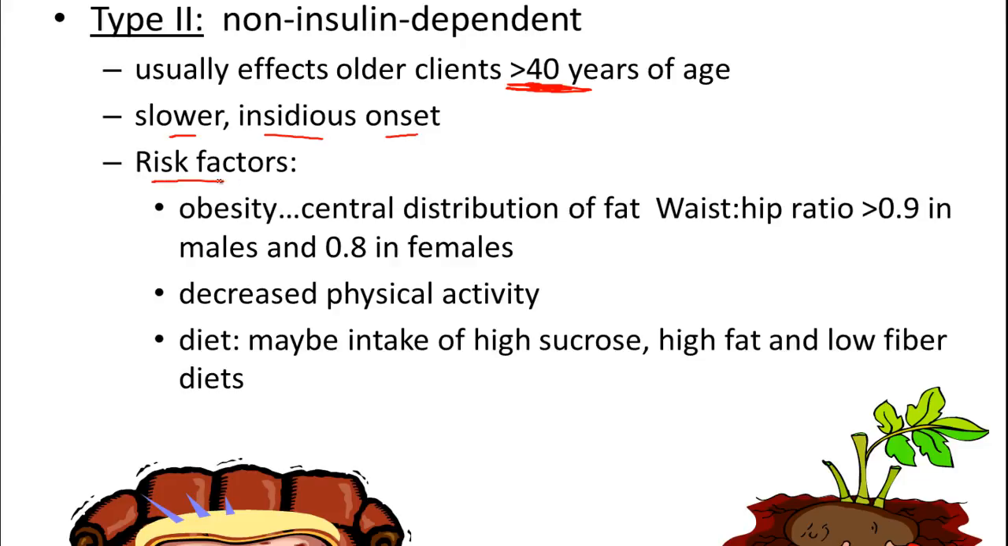And the risk factors are obesity. I've got your little couch potato there. And the central distribution of fat, which can sometimes be genetic or ethnic, as in the Pima Indians. So the central distribution of fat usually causes the increase in the waist-hip ratio, which leads to the diagnosis of diabetes. And then it's typically related with decreased physical activity and the diet. It may be a high sucrose, high fat, low fiber diet, which is typical of our Western diet where everyone eats fast foods on the fly and there's no fiber and high carbohydrate intake.